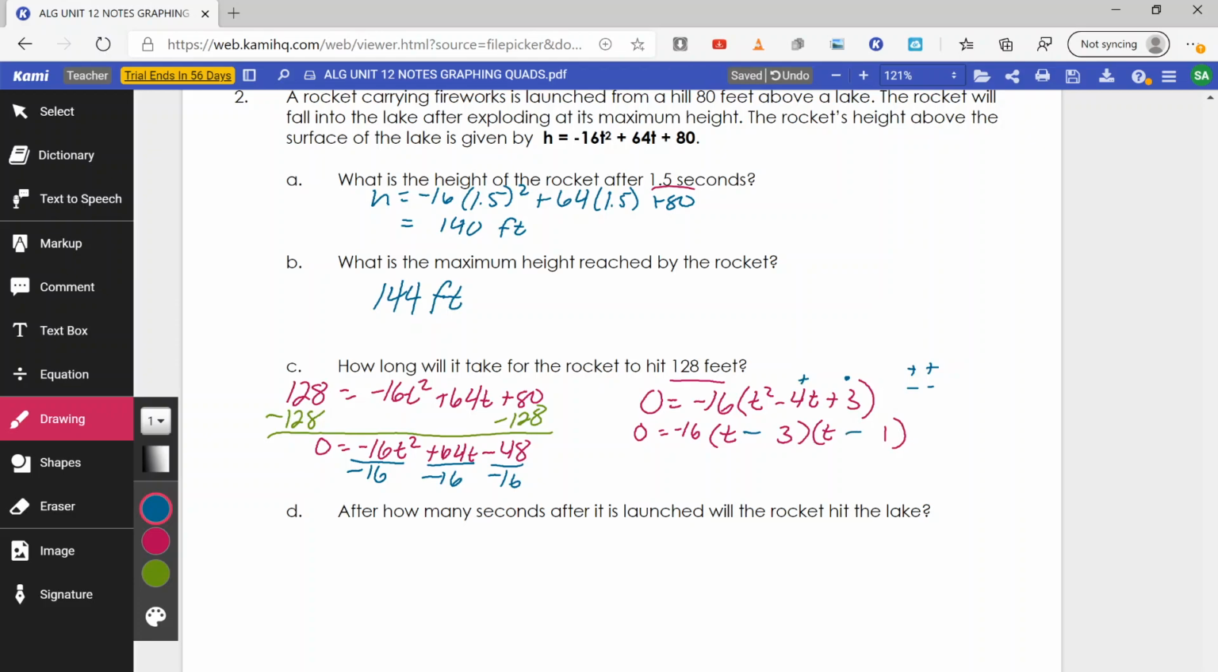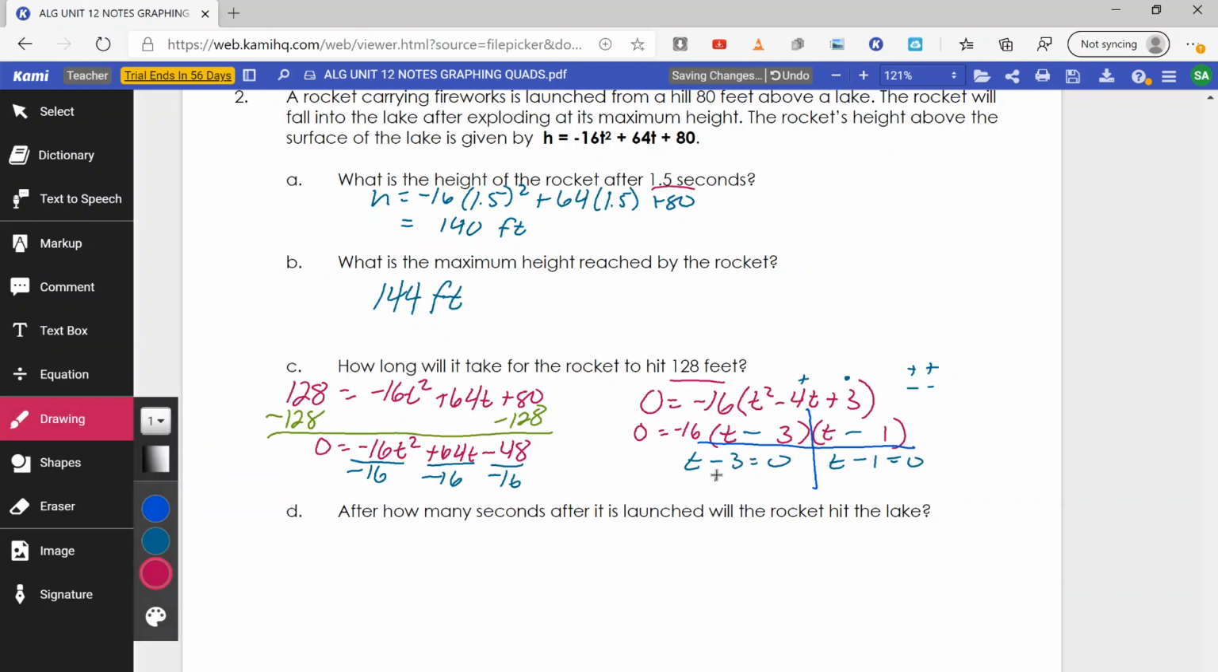Now what I want to do is figure out the time at which we're hitting our value here. Our value is 0. Again, I'm going to ignore the negative 16. There's no t involved, no time involved with it. It's just a common factor, so I'm not going to worry about it. The only thing I'm going to worry about is my t minus 3 and t minus 1, which I will set equal to 0.